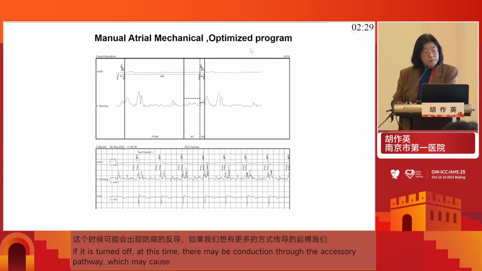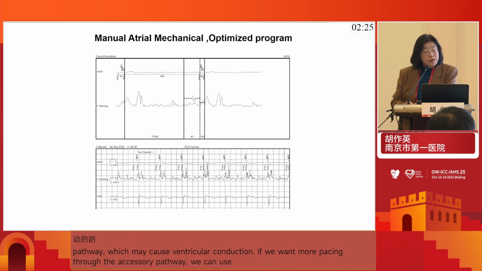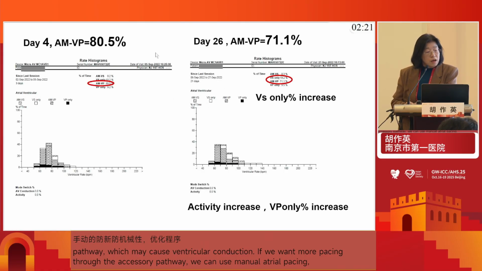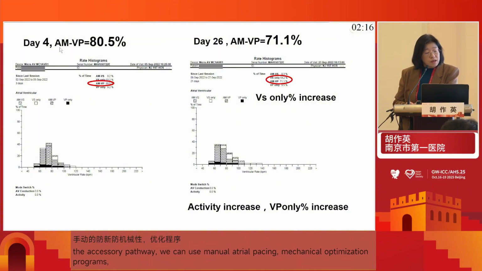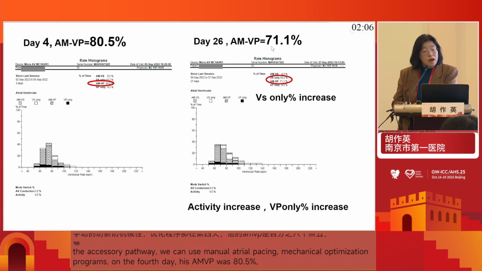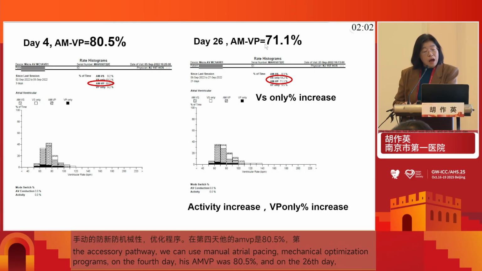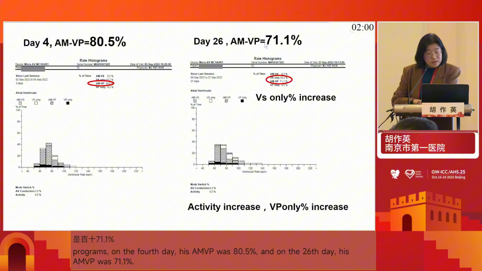And we want more AV conduction pacing, so we use the manual mechanism. So we optimize the programs about the A3, A4, and so the data on the first data, the AMVP is about 80%, and after that, his heart rate is raised, so the AMVP a little bit decreased, but more than 17%.